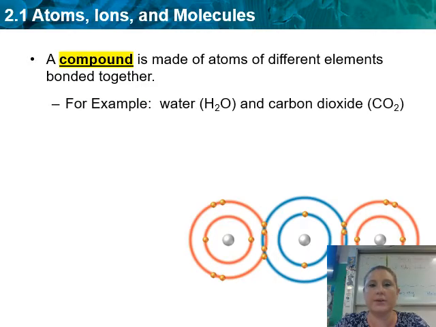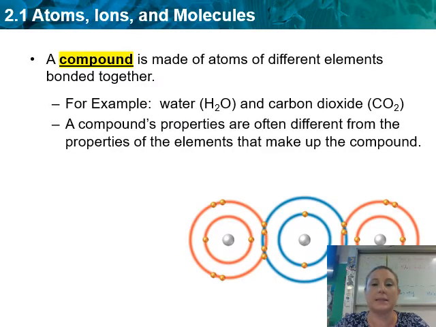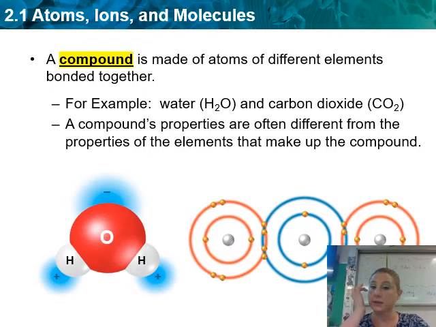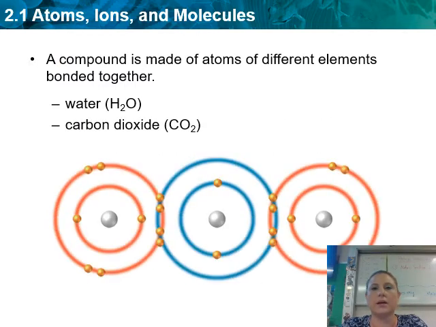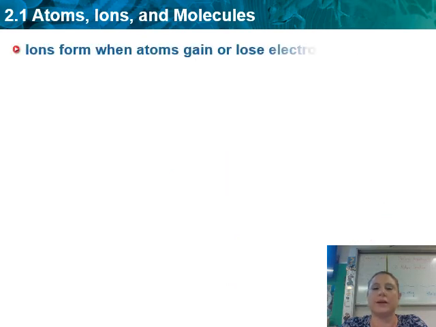So a compound is made of atoms of different elements bonded together. So for example, we have water, which is two different kinds of atoms. We have hydrogen and oxygen, so H2O. And then carbon dioxide is another example. Carbon dioxide is made of carbon and oxygen bonded together. And a lot of times these are completely different than the properties of the elements that make up the compound.